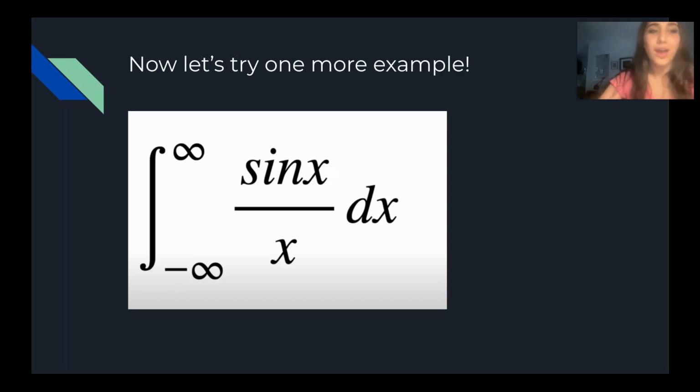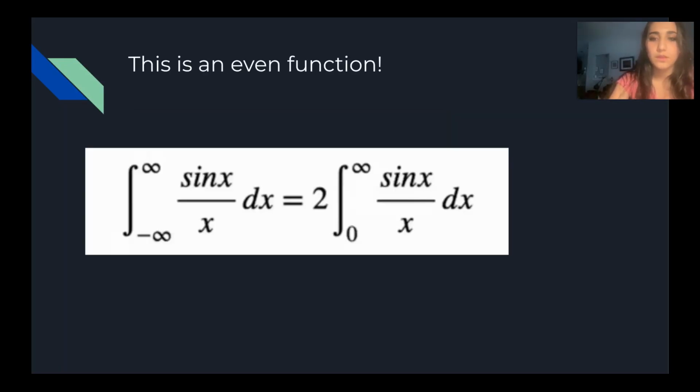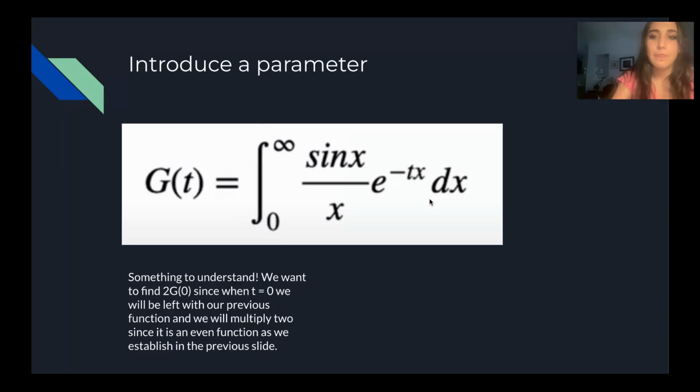So now we're going to try another example. For this function, I feel like the first step is that we can notice that this is an even function. Thus, we can rewrite this as the integral from 0 to infinity of sin x over x dx times 2. Now to actually dive into Feynman's technique.